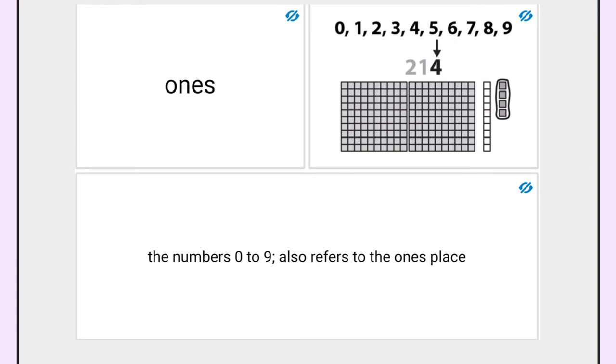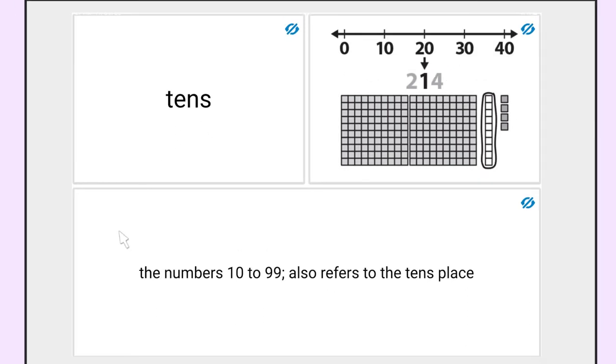Ones can be defined as the numbers 0 to 9. Also refers to the ones place. So over here in our visual, we see the number 214. Our arrow is pointing to the 4, meaning there are 4 ones. Tens is the numbers 10 to 99. This also refers to the tens place. So again, in our number 214, our arrow is pointing to the 1, and we know that there is one group of 10.